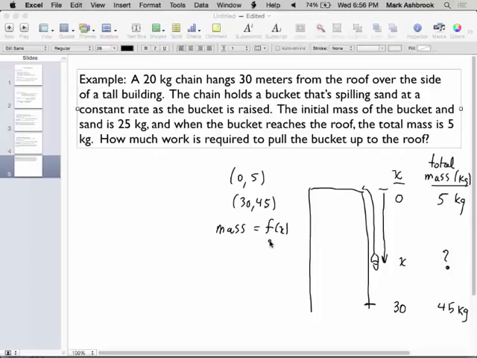This is all over these problems. But you're the one who has to set up the information in such a way that you understand it that way and then can do it. So there's lots of different ways. My inclination is to get the constant rate first. So what is the constant rate of mass with respect to length? How would we do that?